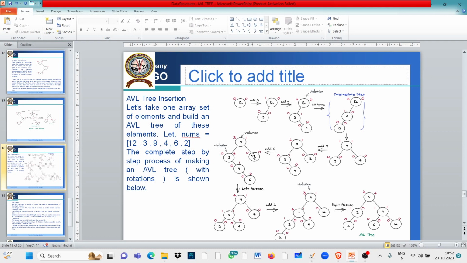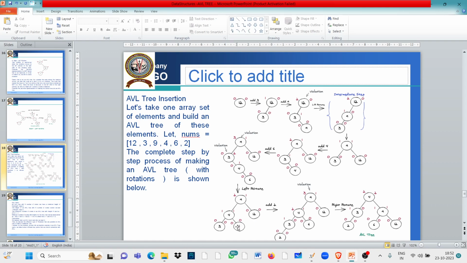First I go for this one. If I go for this one, it is already left skewed. It is a right skewed. For the right skewed, what you have to do? You have to go for left rotation. That means 3 will come down, 4 will go up, and 6 something. 4 is up, 3 is 6, it is there.